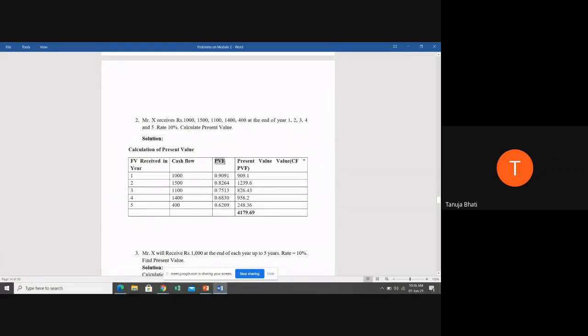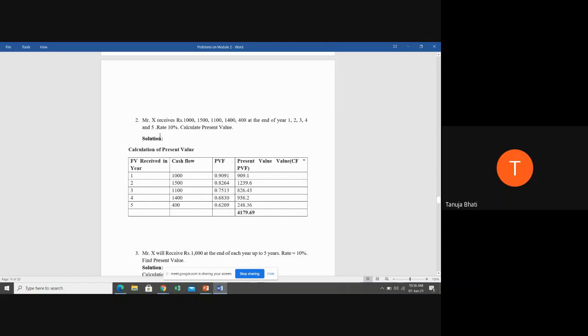Now for the present value factor, which table are you going to use? This is a single cash flow for particular year 1. This is a single cash flow for particular year 2. Either individually you solve this and add it up, or you can directly multiply cash flow into present value factor in order to get the summation of present value. So can anyone tell which table are we going to use for this? Third table. Yes. Very good. So table number 3.